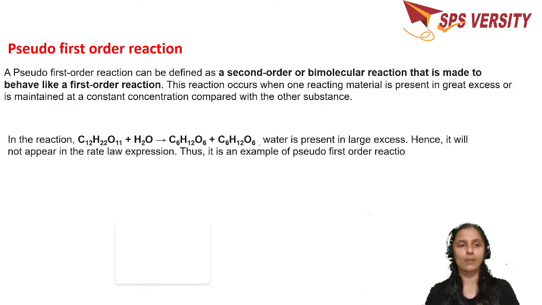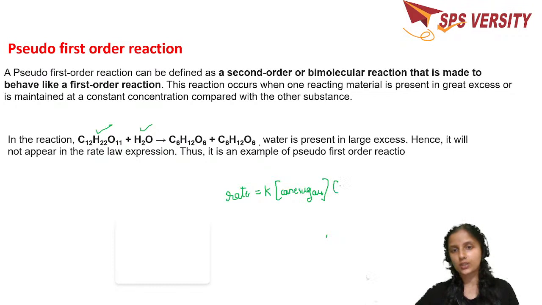So how is this going to happen? You take the hydrolysis reaction, the inversion of cane sugar. Cane sugar is nothing but sucrose. Or you can even take the hydrolysis of an ester. If you see the reaction, there are two reactants. So how do you write the rate? Rate is equal to K into concentration of cane sugar into concentration of water. So the rate should depend on the concentration of cane sugar as well as water.